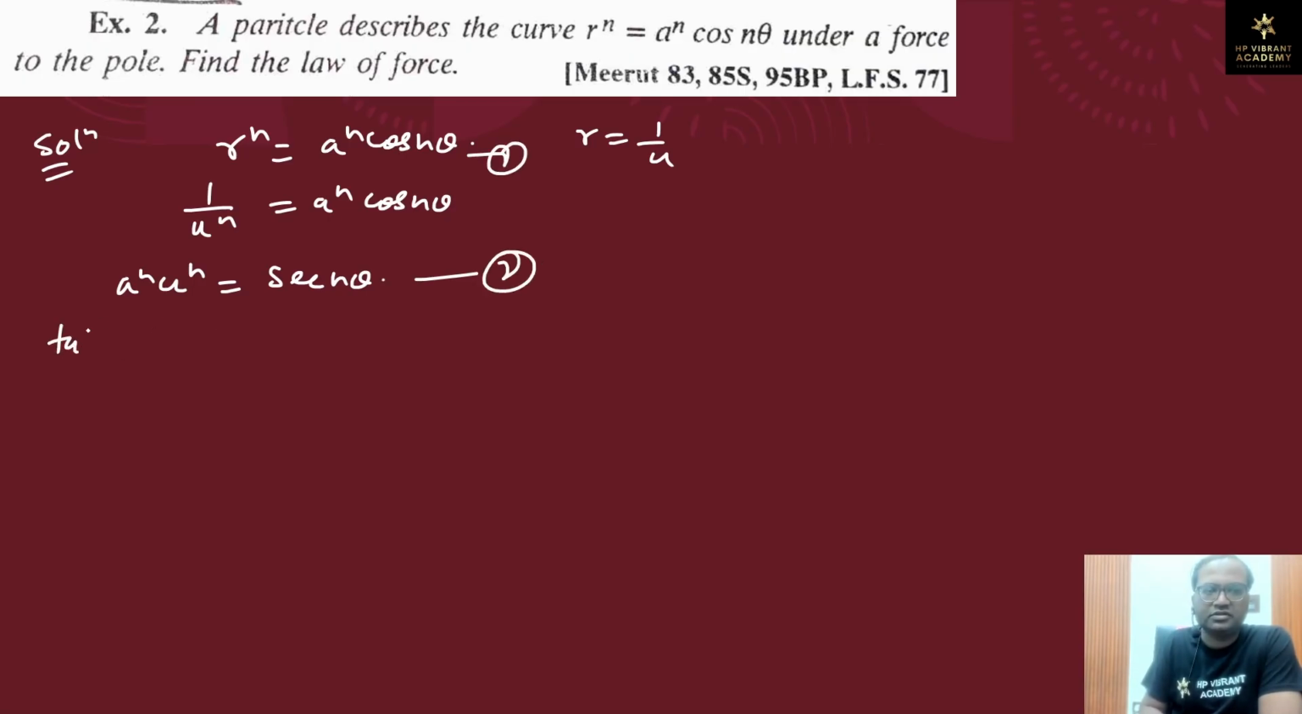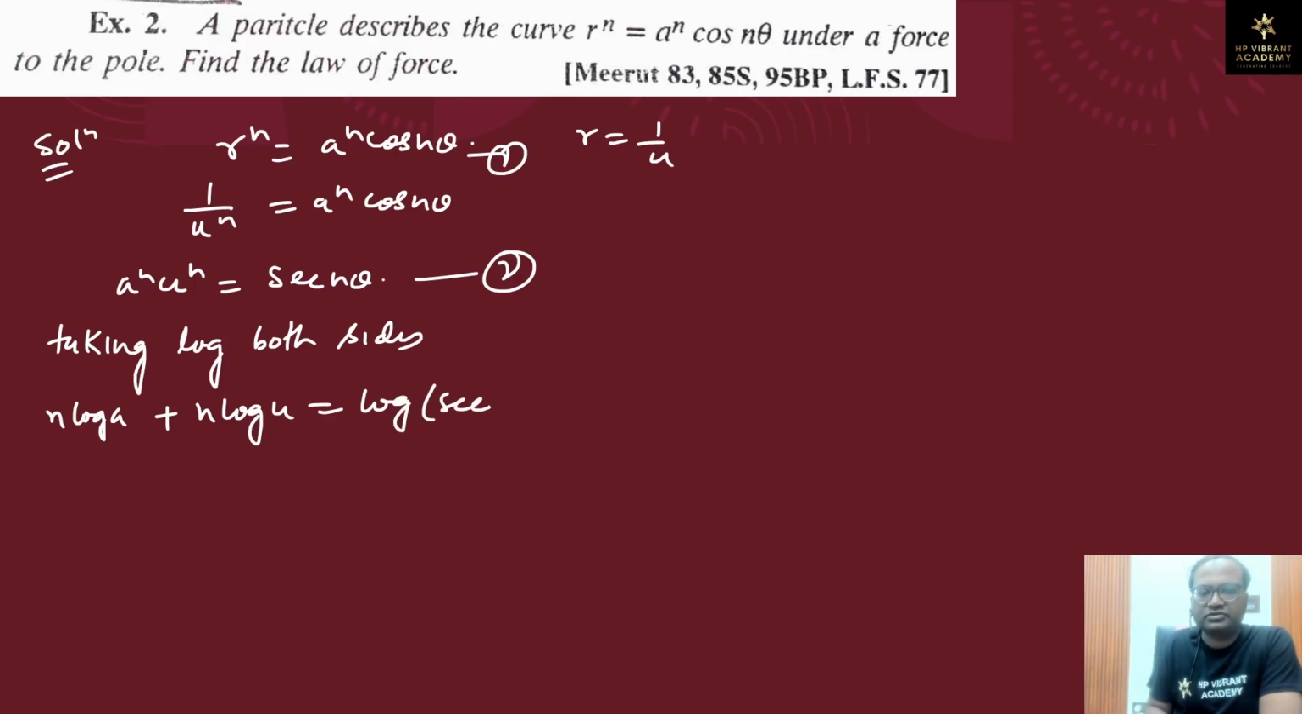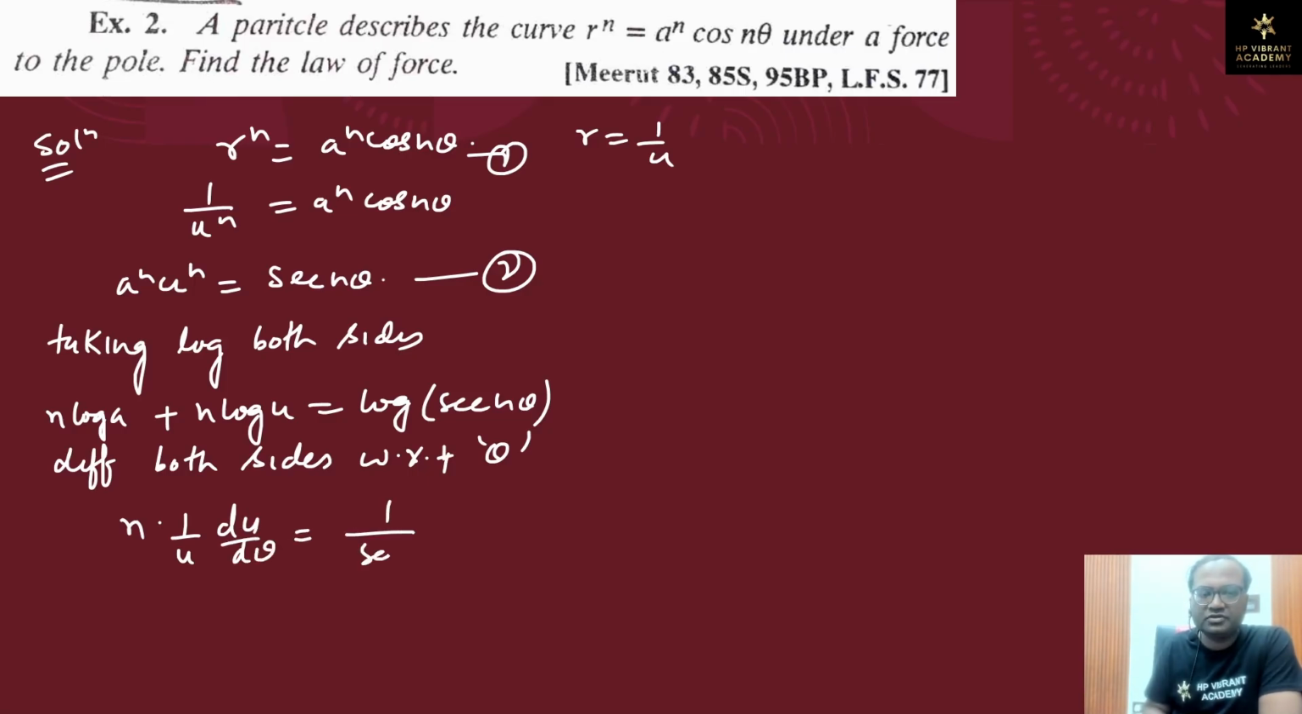Okay, so let us take log both sides. Taking log both sides, we have n log a plus n of log u is equal to log of sec n theta. So from here, let us differentiate both sides with respect to theta. Okay, so we have n of 1 upon u du upon d theta is equal to 1 upon sec of n theta into sec of n theta into tan n theta.